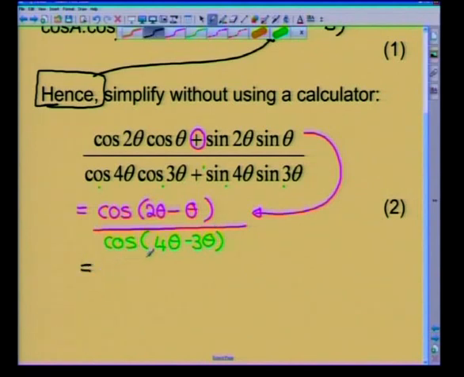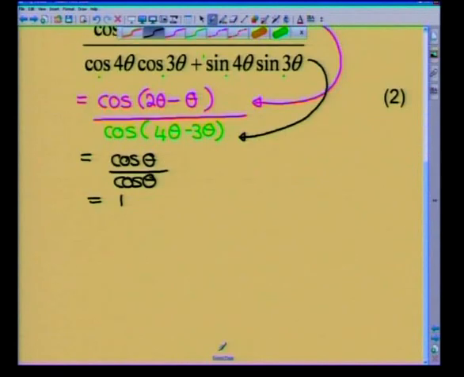Right, so this means, and again, how much better does that look than that horribly long thing we had just now? So this becomes the cos of theta over the cos of theta, which is equal to 1. And you can see that's really not a bad question at all. Look, it was only worth 2 marks. I think that's a little bit mean.